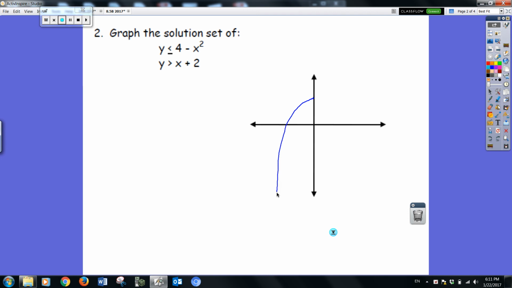and it's a solid line because it's equal to. y is less than, so that means we're going to be shading below that line. But we don't want to shade that quite yet because we have y is greater than x plus 2 also. So y is greater than x plus 2 is just a line with a y-intercept of 2 and a slope of 1, and that's a dashed line. And we're greater than that line, so that means when we shade, we want to shade below the parabola, but above the line. So that's going to be this section right in here.